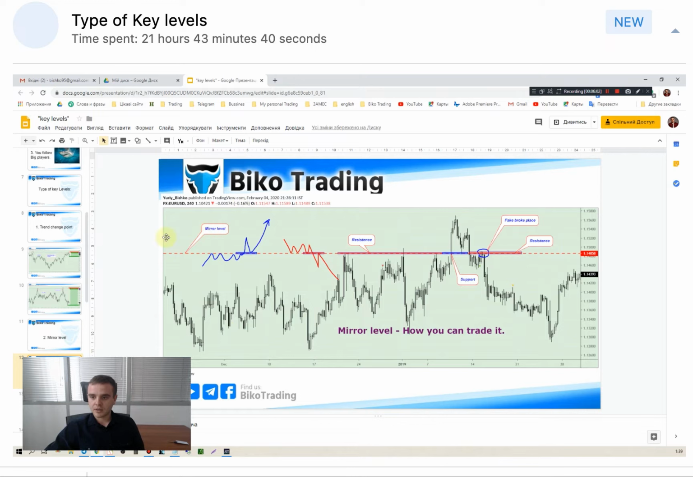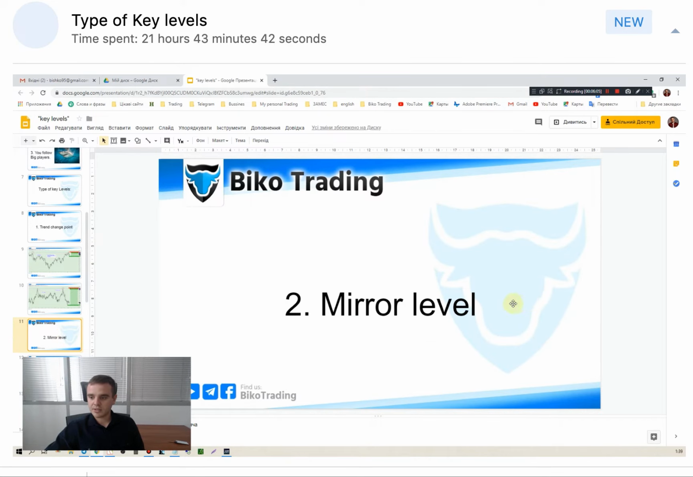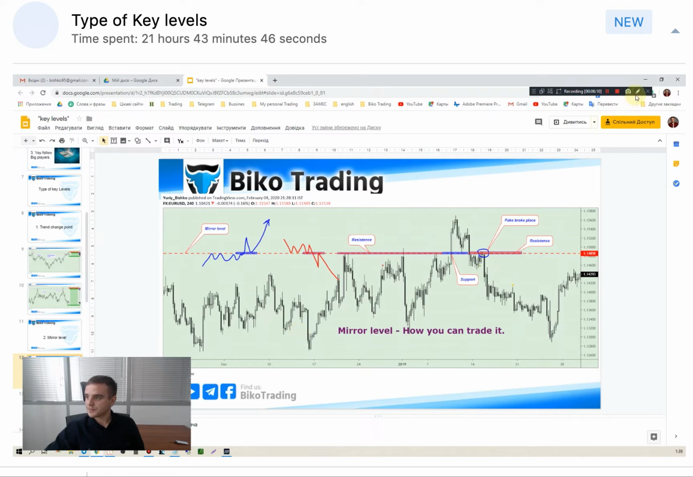Another example, another type of key level, is a mirror level. What is a mirror level? It's a place where support becomes resistance and resistance becomes support. Take a look at this EUR/USD example. Price bounced 2 times, even 3 times from this level, and after that broke it up, and after that came back. It is a mirror level, and through this area, take a look at how price dropped.